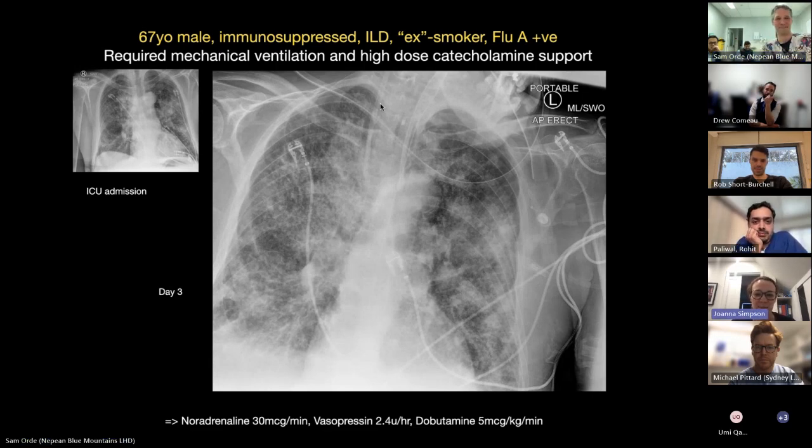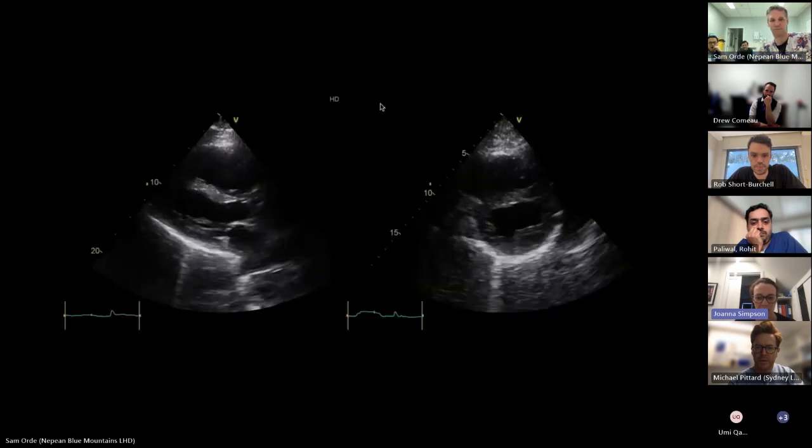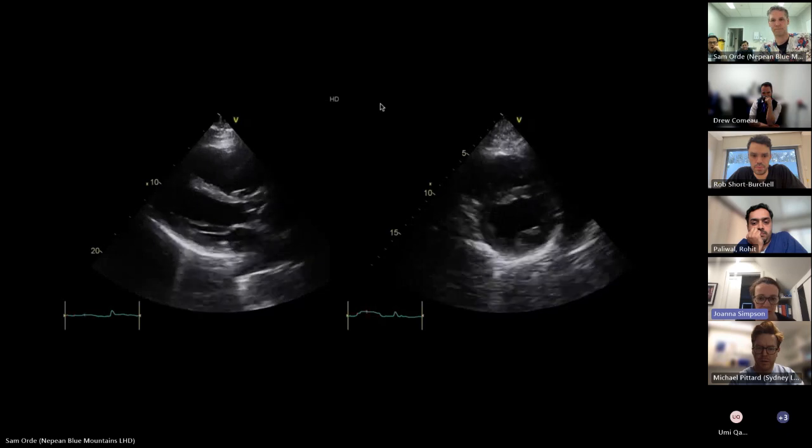A 67-year-old guy, immunosuppressed with interstitial lung disease, an ex-smoker, but flu A positive. He gave up two weeks ago, so I don't know whether that makes you an ex-smoker yet. He's intubated on mechanical ventilation with high catecholamine support, and this chest X-ray shows significant bilateral infiltrates. Looks like pulmonary edema, but could be pneumonitis.